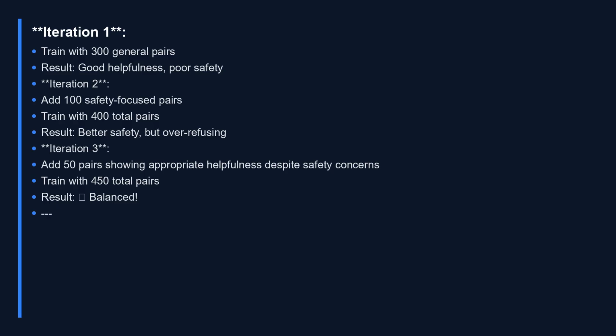Iteration 3. Add 50 pairs that show the model being appropriately helpful in situations that superficially resemble harmful requests but aren't. Train on all 450 pairs. The result is a balanced model. That progression, general foundation, targeted fix, calibration, is the pattern you'll use repeatedly.